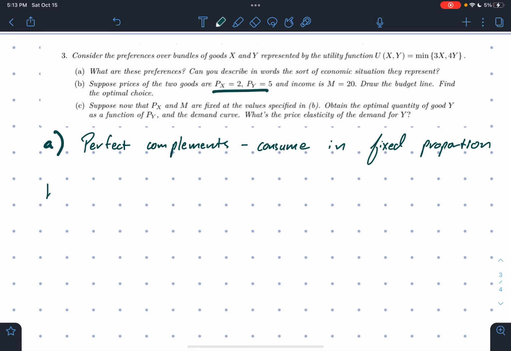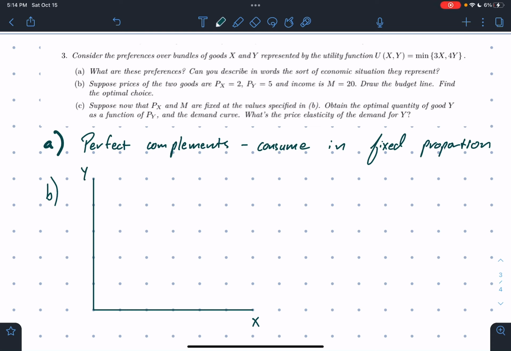All right, now for part B. Sorry, I got a bit ahead of myself there. So we have the price of x is 2 and the price of y is 5, and the income of the consumer is 50. What we're going to do is draw the budget line, just like we did in the previous problem. This is going to be our consumption of good x. This is our consumption of good y.